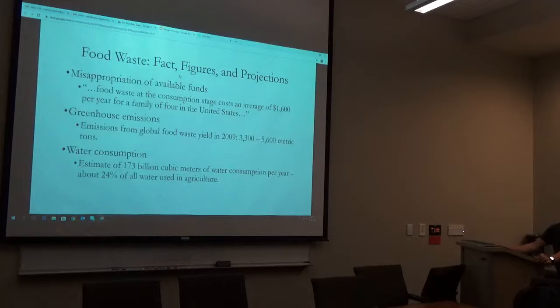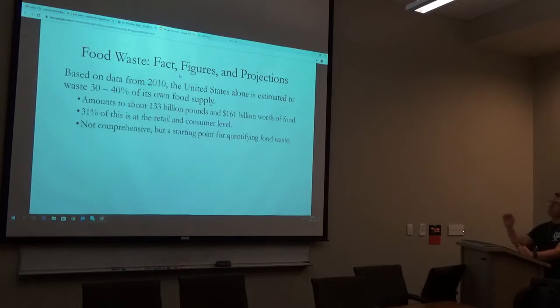And water consumption, same thing, a couple more fancy equations. That's how much water we are wasting per year, 173 billion meters cubed, which also, a fancy thing is 24% of all water is used in agriculture, which is a huge thing. So a lot more sustainable efforts in the future need to be going towards how we can reduce the amount of water we use in agriculture.